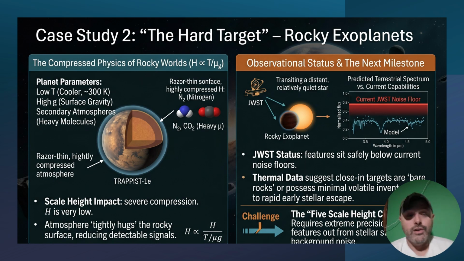So now we face the hard target, rocky exoplanets, the ones with the tighter clinging atmospheres to that planet. TRAPPIST-1e is an example of this. There's high surface gravity and cooler temperatures that compress the atmosphere, making the scale height very small. The current challenge is the scale height barrier, where we need extreme precision to extract these tiny signals from the stellar noise. We're looking at a very thin sliver of that annulus around the planet, and you have this really bright star that's putting off a lot of light, and we're trying to extract just a very tiny bit of signal from that.